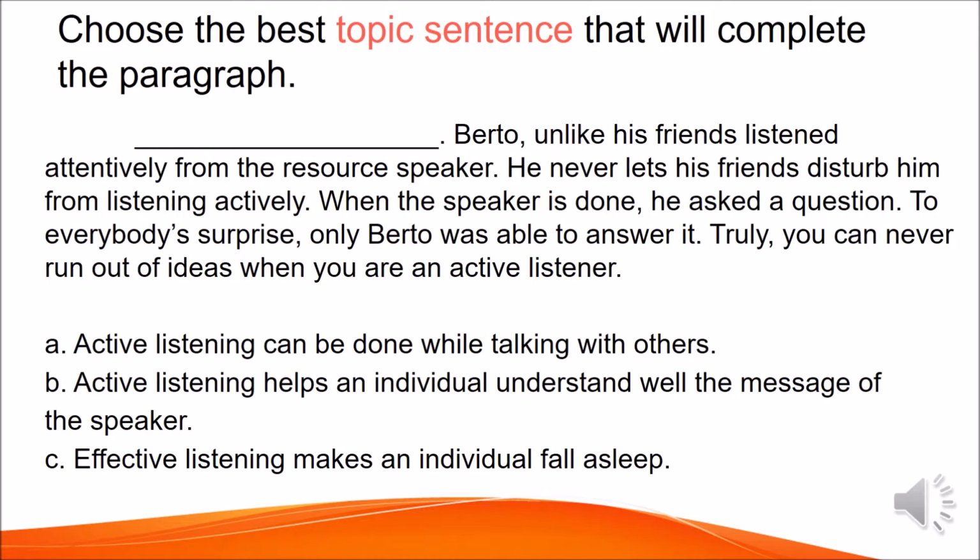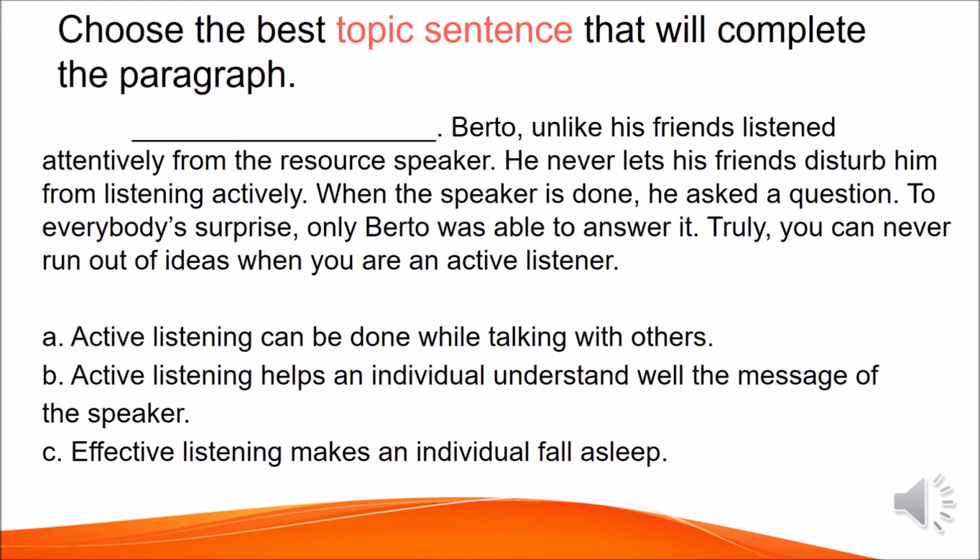Letter A. Active listening can be done while talking with others. B. Active listening helps an individual understand well the message of the speaker. Letter C. Effective listening makes an individual fall asleep. Now, I want you to pause this video and reread the paragraph. Write your answer in your notebook. Okay? Press pause now.